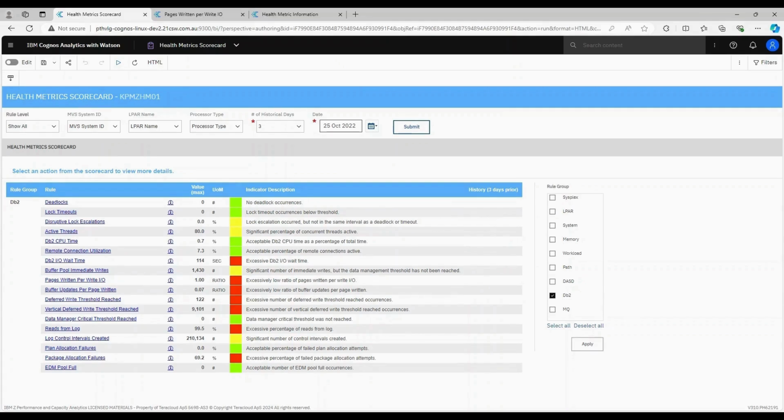By using the Health Metrics Scorecard, we were able to identify an issue within the system, pinpoint the affected structure, and outline actionable steps to remedy the problem. This demonstrates how the new rules can help to detect DB2 issues and provide guidance towards practical solutions, empowering you to maintain a healthier and more efficient mainframe system.